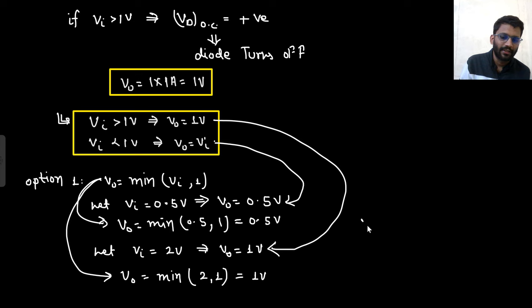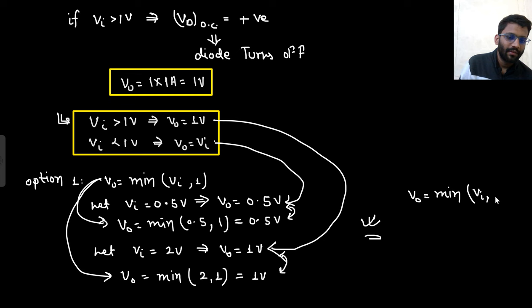Here, this and this are matched, and here, this and this are matched. So basically this option is correct. Our V naught is the minimum of V in and 1. That is the final answer.